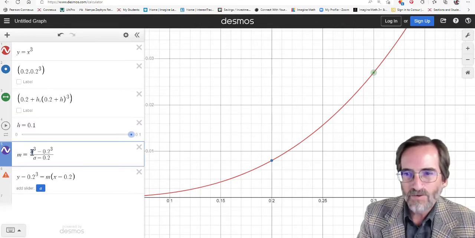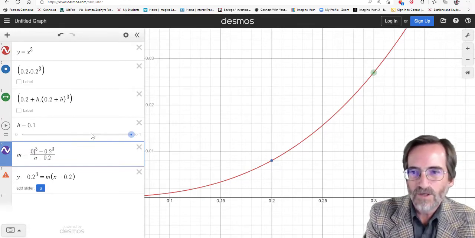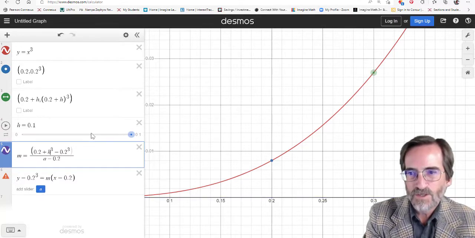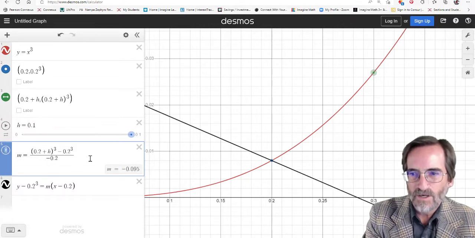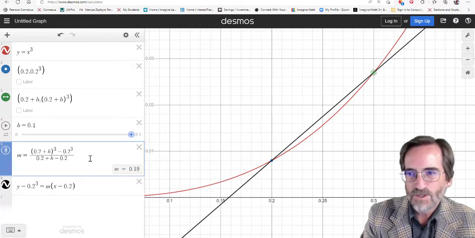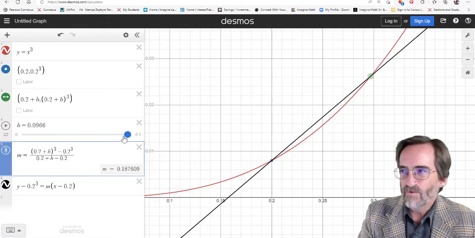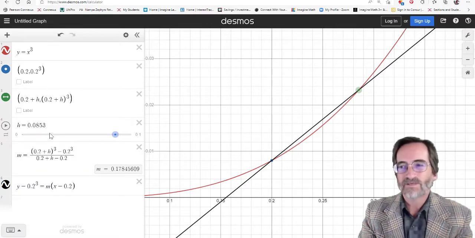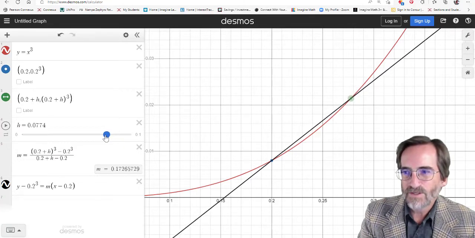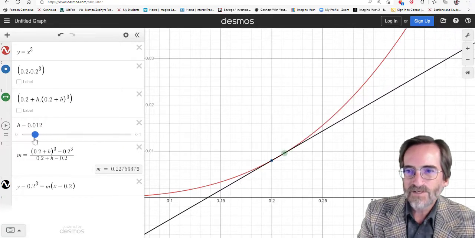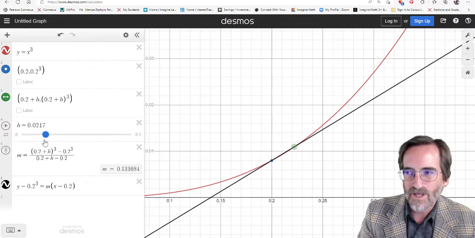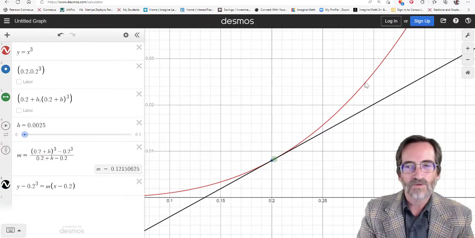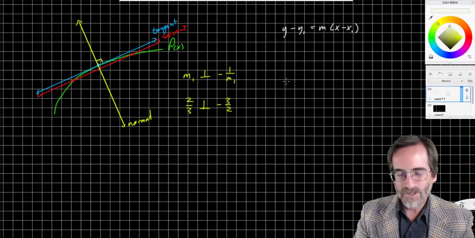Now, of course, I'm not using a. I'm using 0.2 plus h cubed, and I'm using 0.2 plus h. We have the same situation now, only now the slider is not for the x value. The slider is for how much I'm increasing the x value by, x plus h or a plus h or 0.2 plus h. And again, as the x distance goes to 0, we get closer and closer to the limit, right? So that's a nice little demonstration in Desmos.